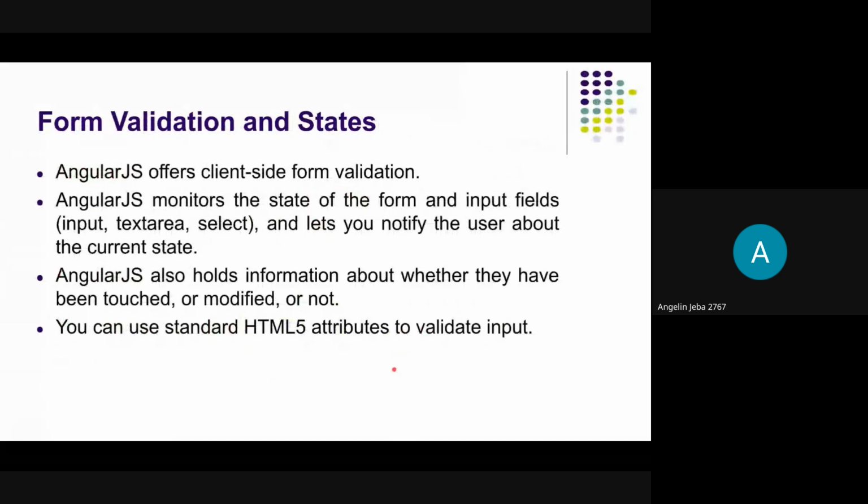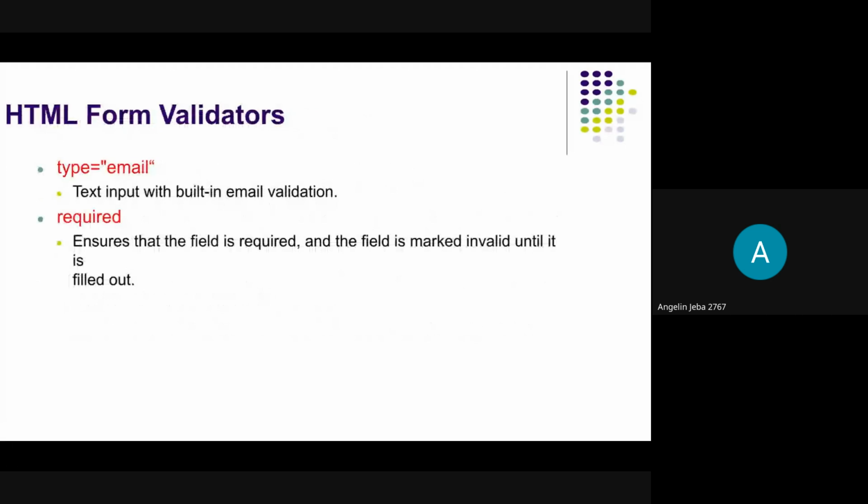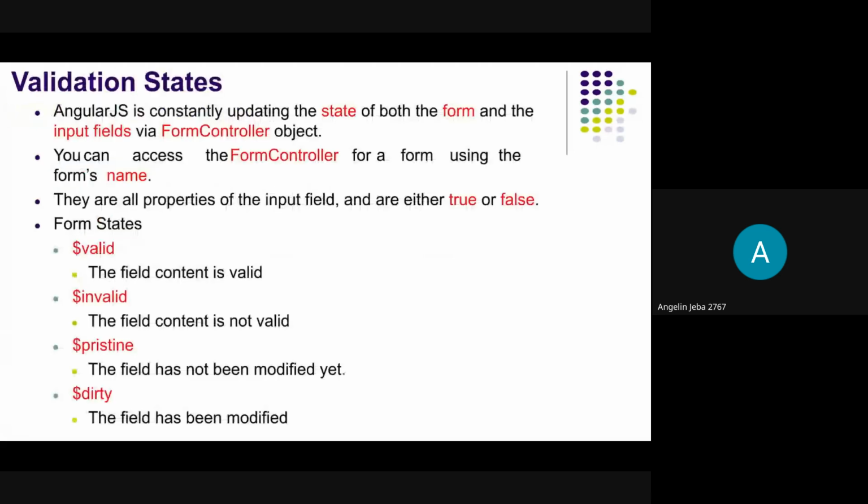So form validation: AngularJS offers client side form validation, and it monitors the state of the form input fields, that is the input area, text area, select, and lets you notify the user about the current state. It also holds the information whether it has been touched, modified or not. It can be used in the HTML file. So with form validators, if the type is email and it is a required field, it will be marked invalid until it is filled out. So we can make use of these Angular validation functions.